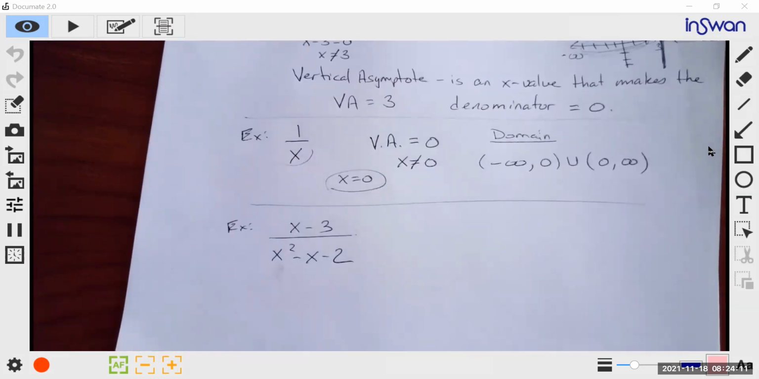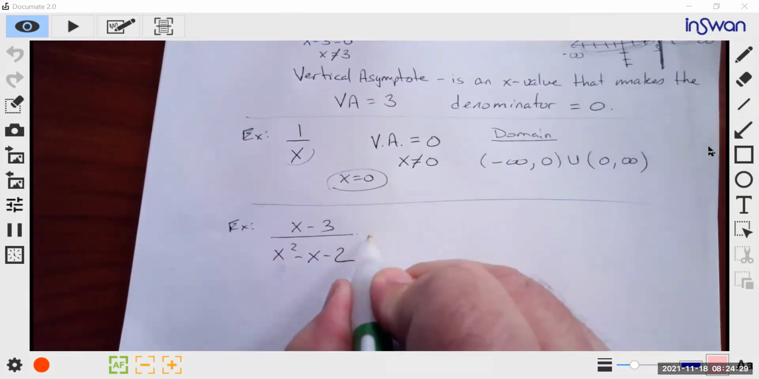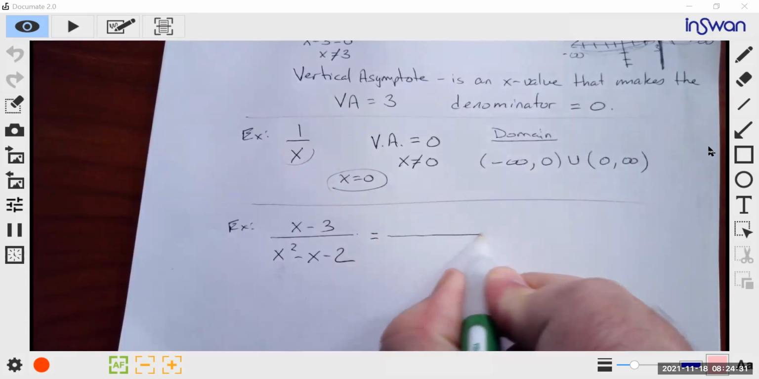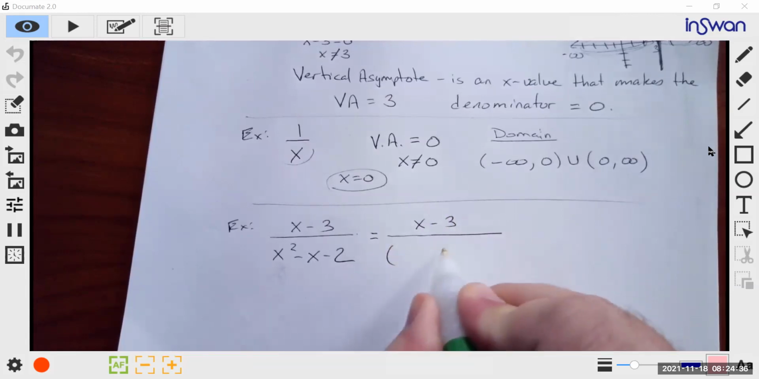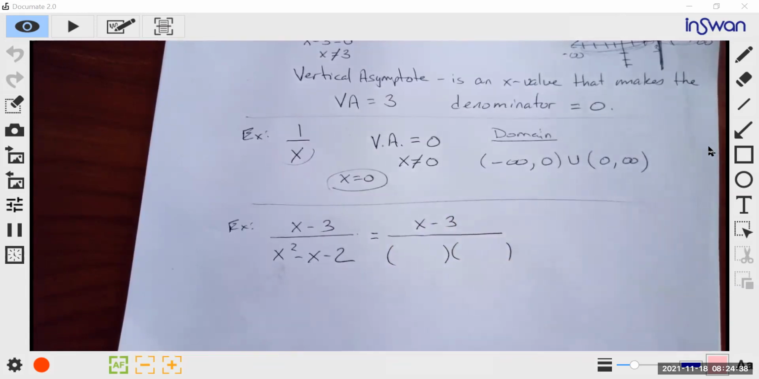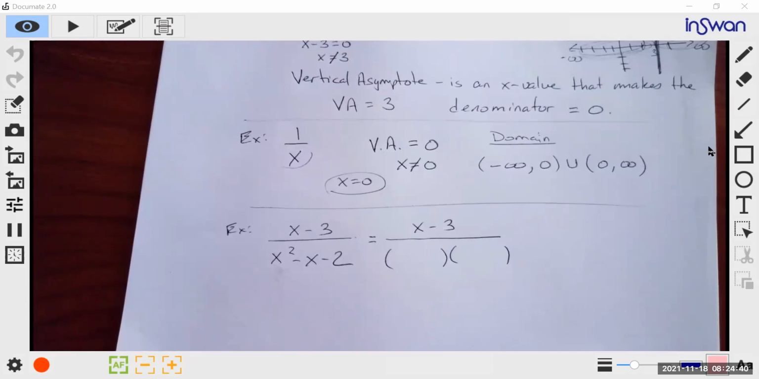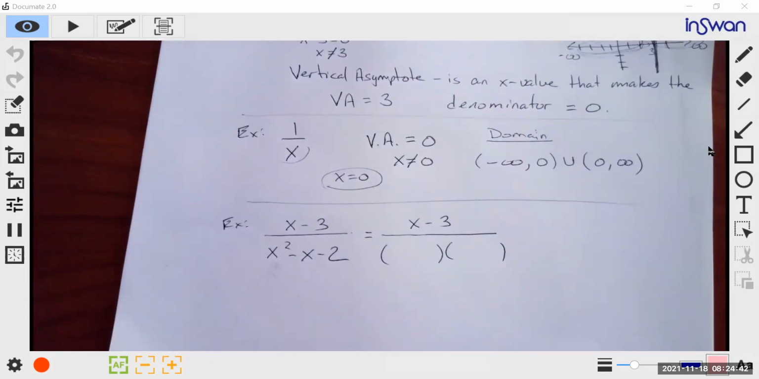How about if I gave you something like this? What's the first thing you have to do after writing it down? Your first step is always to factor the numerator and denominator to see if anything can cancel out.